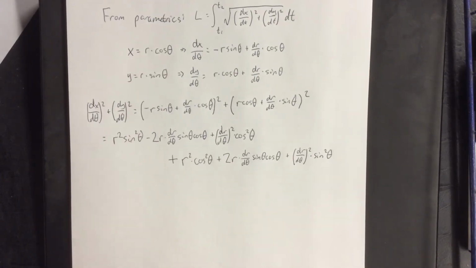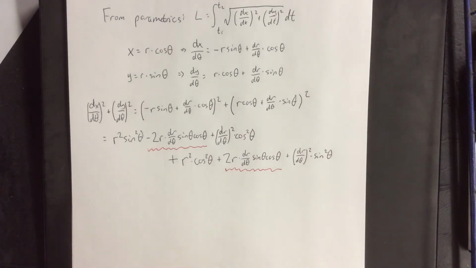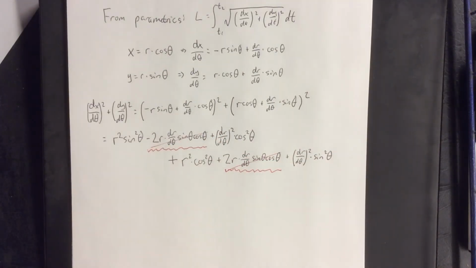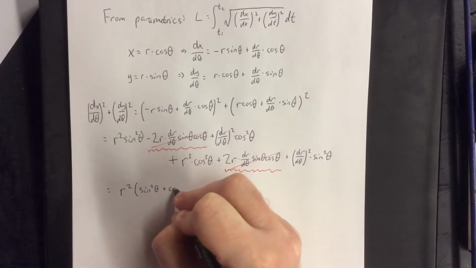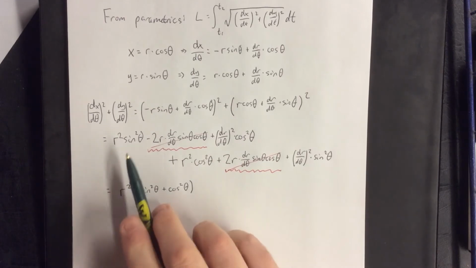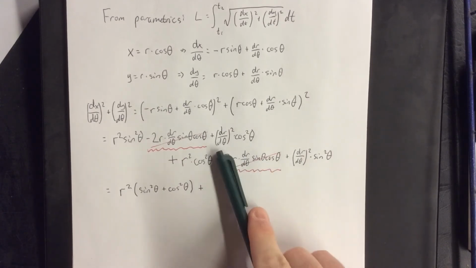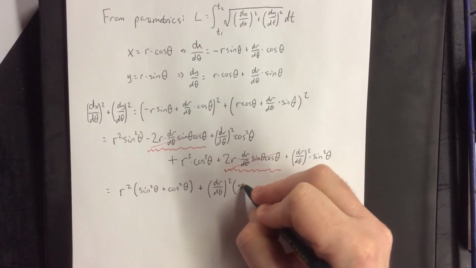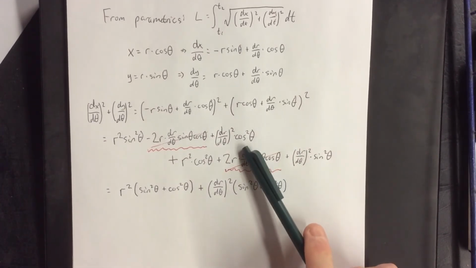And the great news is, if you take a look at this term right here and this term right here, they happen to be the exact same term, one with a minus and one with a plus, which means that they will cancel each other out. There are two terms that both contain an r squared, so what I'm going to do is put those together and factor out the r squared. If I put them together and factor out the r squared, then I am going to get sine squared theta plus cosine squared theta. You'll also notice that there are two terms left that both contain a dr over d theta quantity squared, and if I factor that out, I will get sine squared theta plus cosine squared theta from this term and this term.